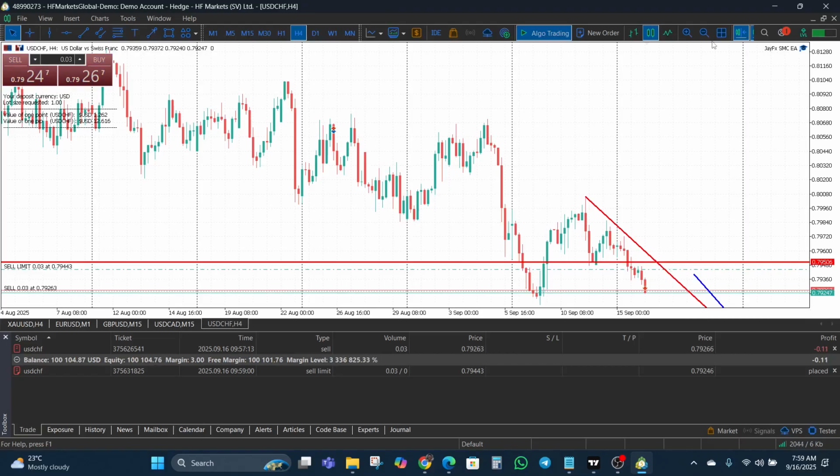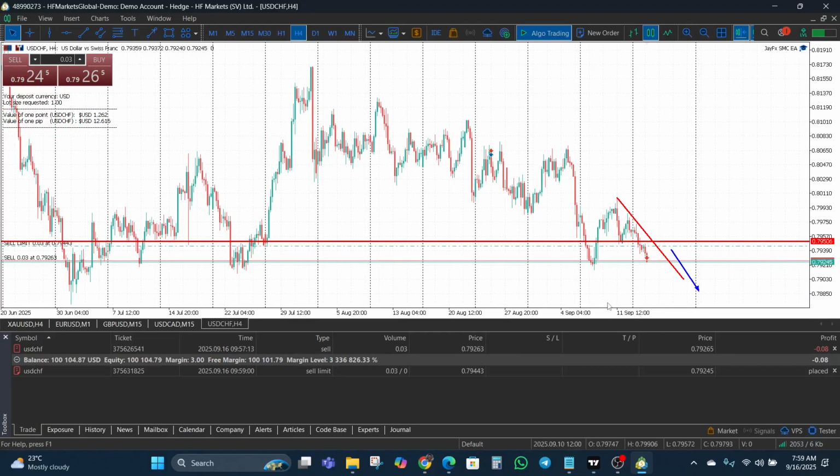So now, if this bearish momentum is strong, we might have price continue to go down. Price will just leave us behind.